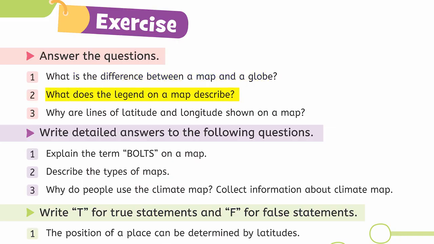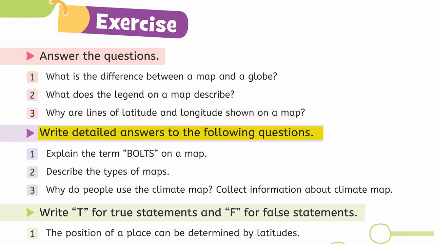Next is: what does the legend on a map describe? Legend is a list of symbols used on the map. These symbols represent different things like mountains, rivers, forests and cities. The legend helps us understand what the symbols mean and makes it easier to read the map. Next is: why are lines of latitude and longitude shown on a map? With the help of latitude, we can find the position of a place on earth, while with the help of longitude, we can find the time of a place on earth.